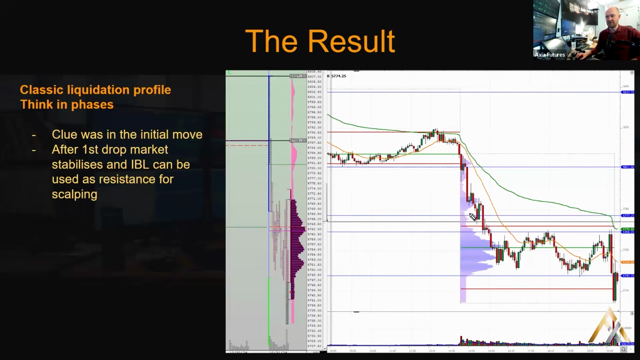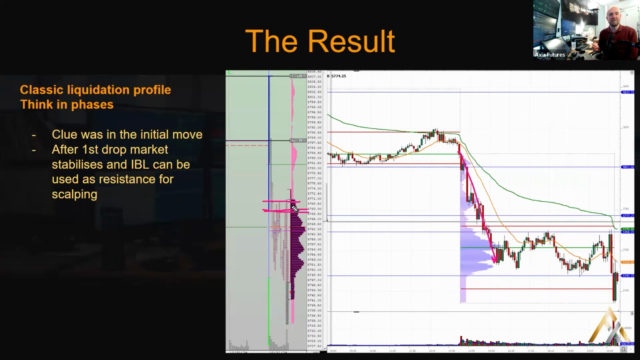This is the initial sell-off that we were just looking at. This is a classic liquidation day. The clue is in the first move, this very directional straight line type movement. From that, you can then use the bottom of the initial balance, which incidentally is the level around 70 that I was looking for, 75 to 70. That's the bottom of the IB. You can use it to sell from there and you can just scalp down.